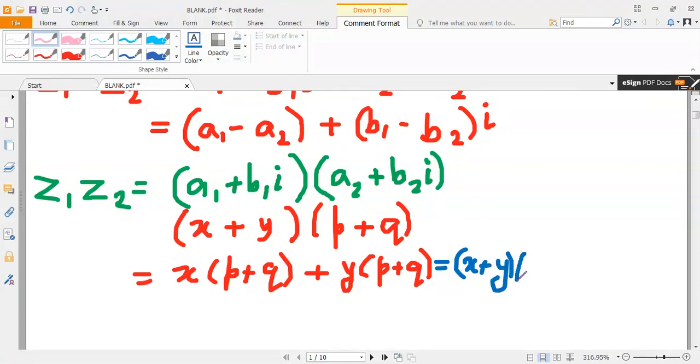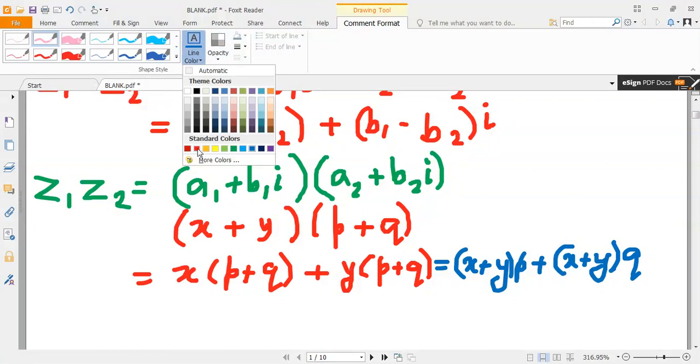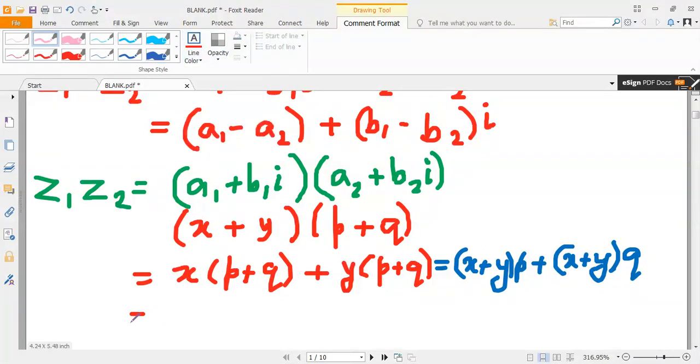So instead of breaking the first bracket, I could have broken the second bracket, and I could have written x plus y times p plus x plus y times q. Right? I could have written that as well. It doesn't change the answer, and it will actually be the same. I'll show you in the next step. What happens is I can break them apart, so I get xp plus xq from the first bracket, and from the second bracket I get yp plus yq.